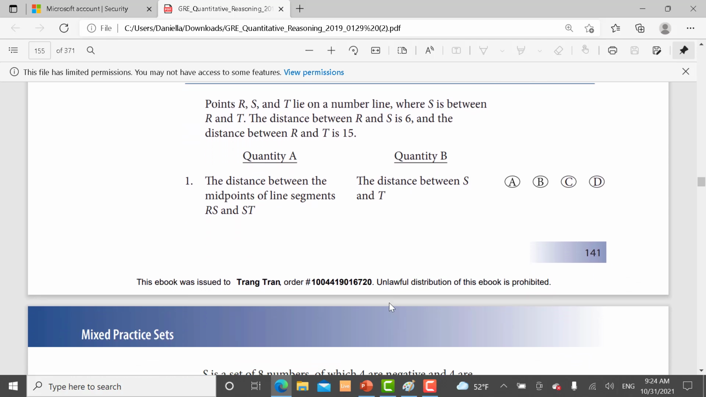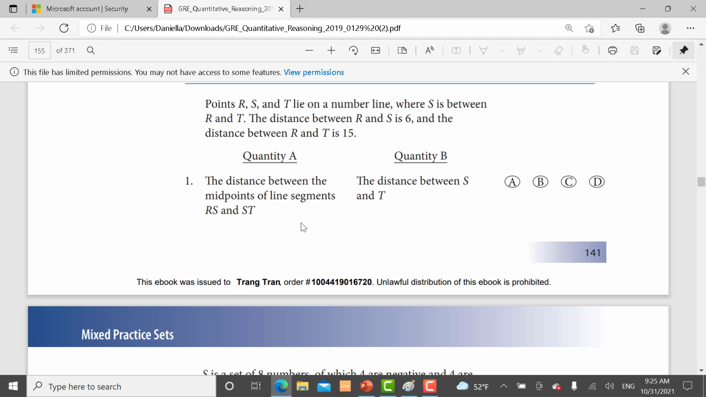Points R, S, and T lie on a number line, where S is between R and T. The distance between R and S is 6. The distance between R and T is 15. We have to compare two quantities, A and B. Quantity A is the distance between the midpoints of the line segments RS and ST. Quantity B is the distance between S and T.